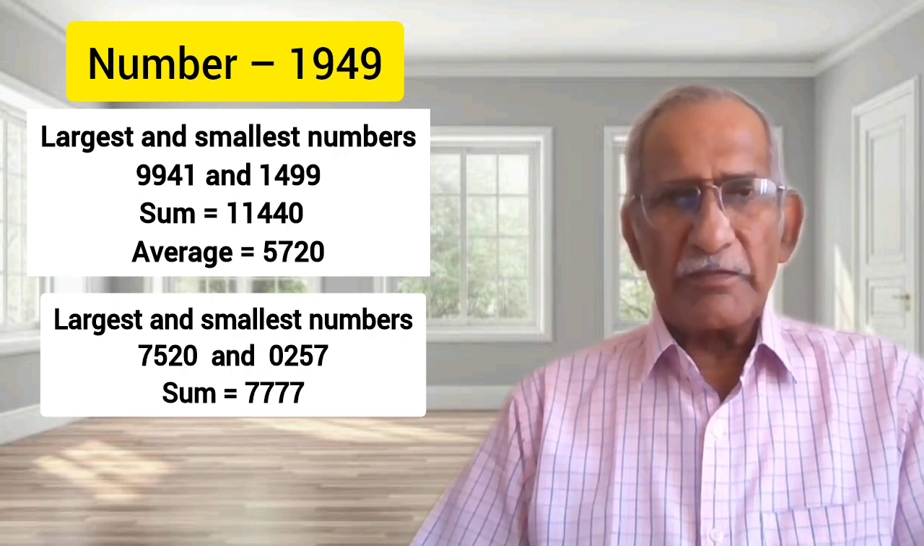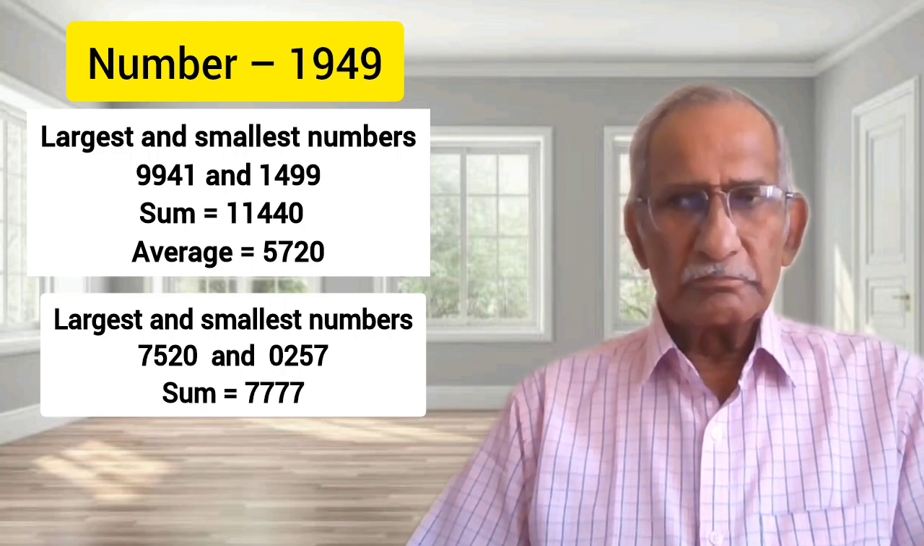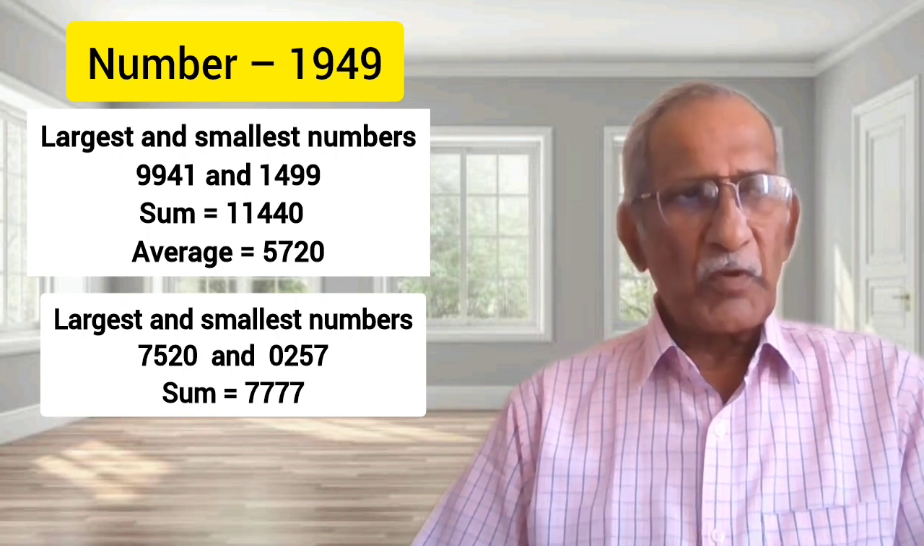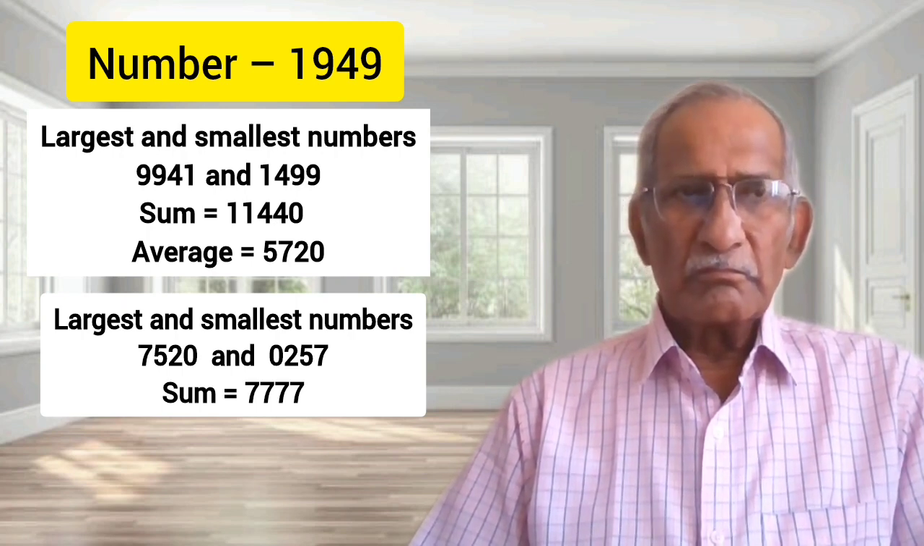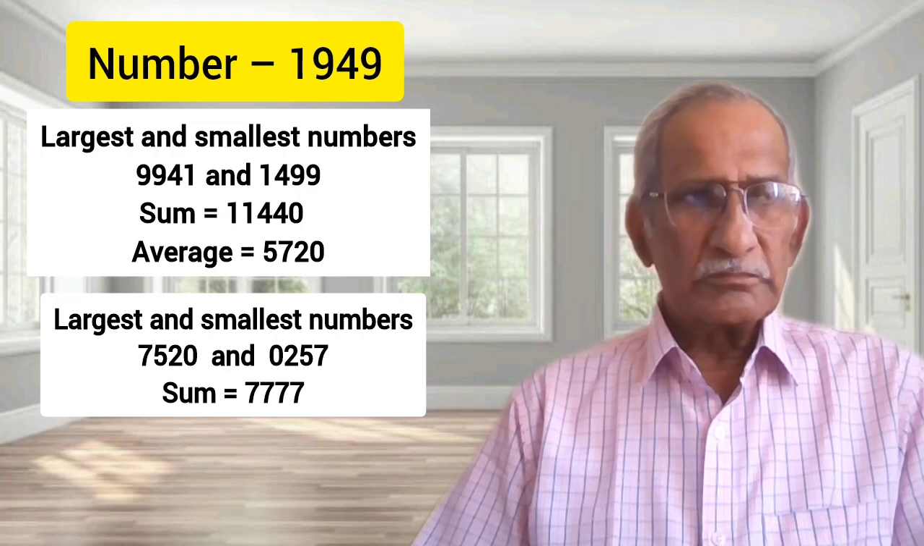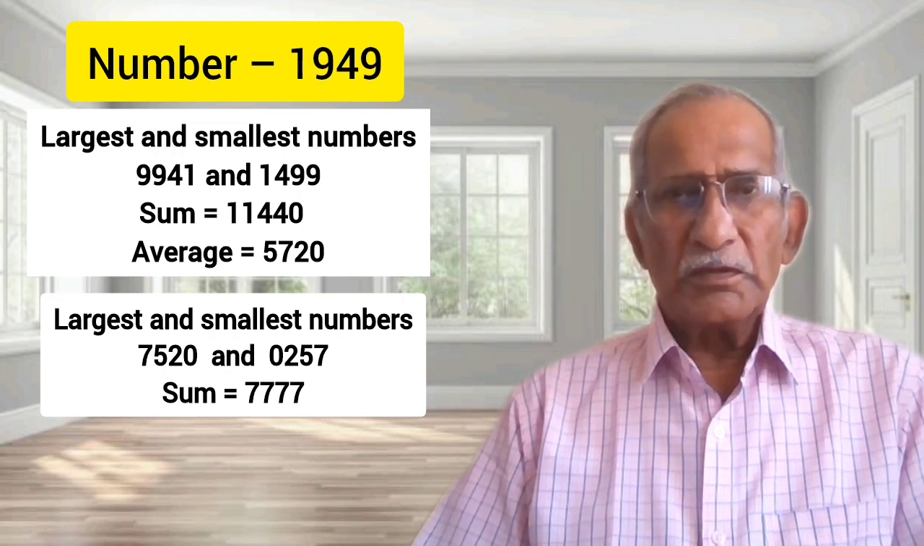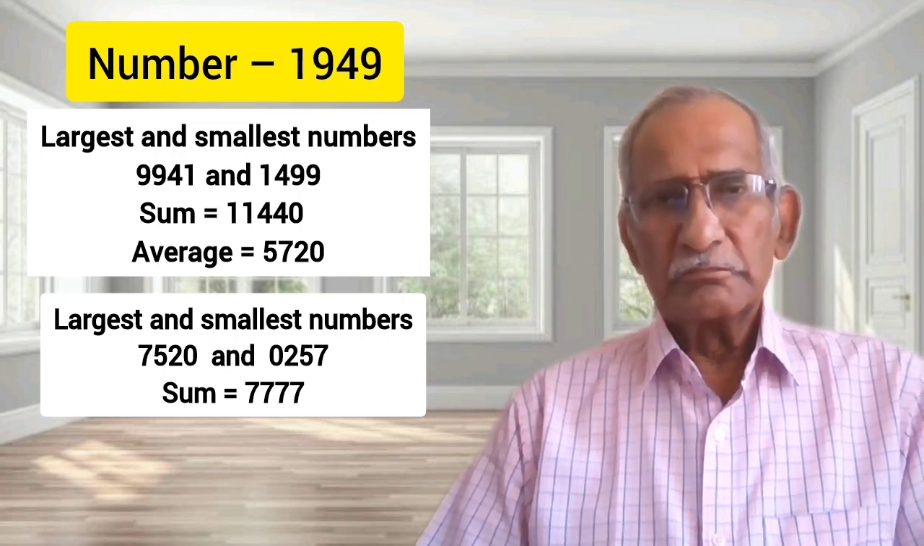Their sum is 7777. The process has ended with a four-digit number having all the same digits. Let us take another example. Here the process is a bit longer than the previous one.